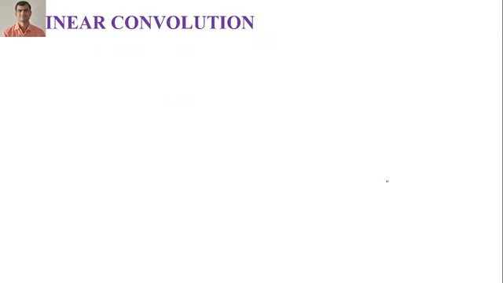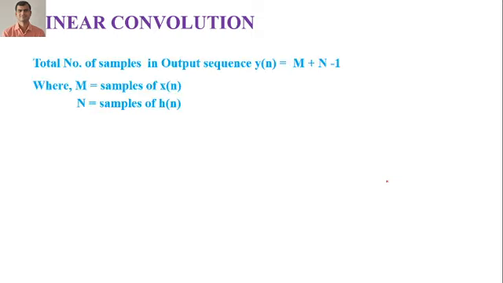Now, to have a convolution, we have to see linear convolution and circular convolution. So first we will start with linear convolution. In linear convolution, the total number of output samples is given as: samples of x of n plus samples of h of n minus 1.